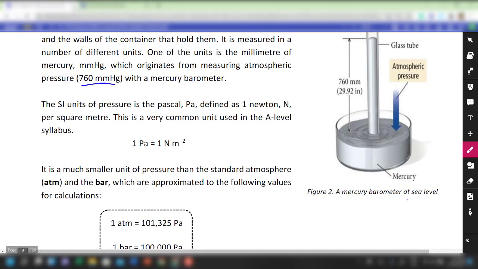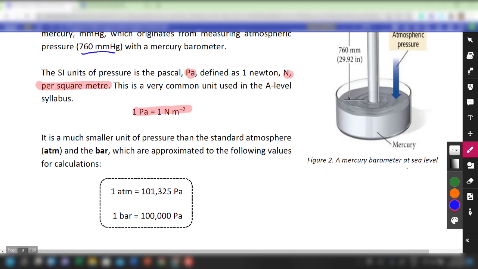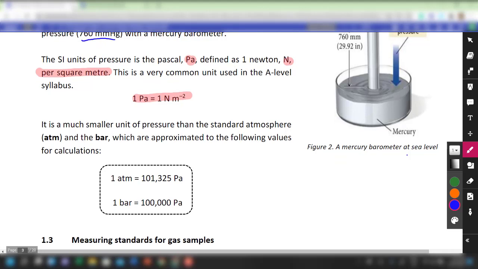Right now the SI unit for pressure is the Pascal, defined as 1 Newton per square meter. I think for H2 chem, the Pascal is more common as compared to using 1 Newton per square meter. You might want to take note of it; I think it's good to know both. Just know that 1 Pascal is equal to 1 Newton per square meter. It's very commonly used in A levels. It's a much smaller unit as compared to atmospheric pressure, so you need to learn how to convert them.